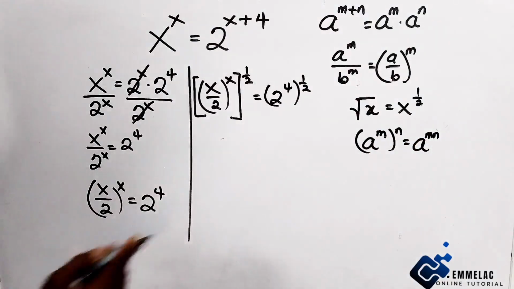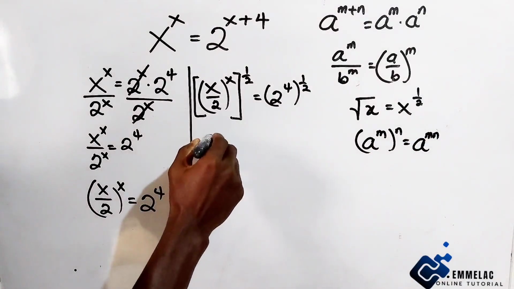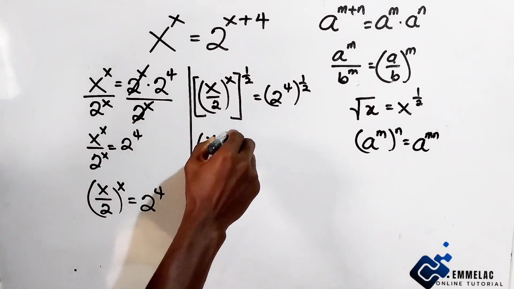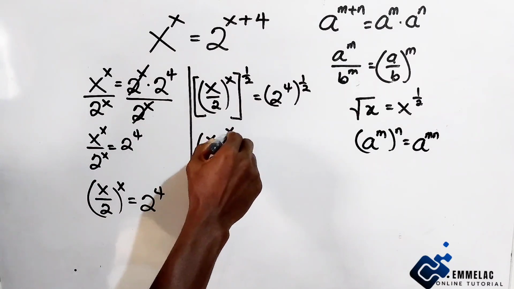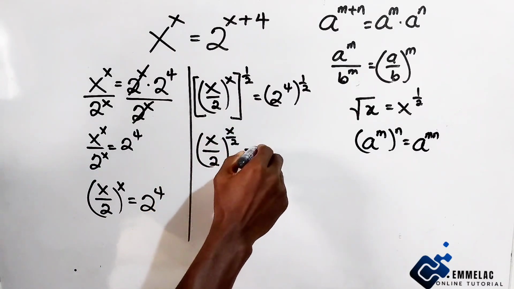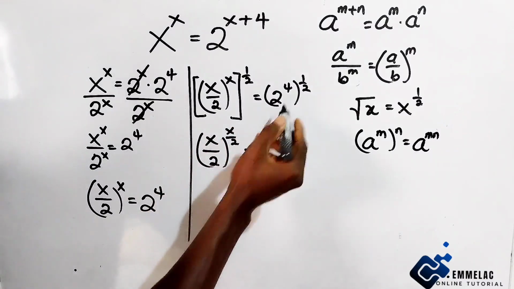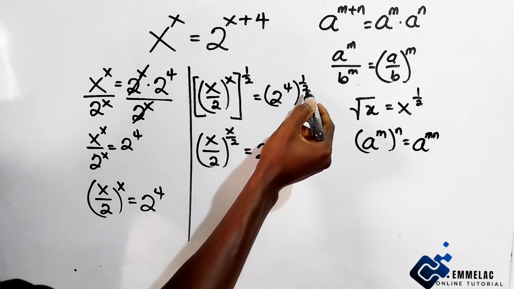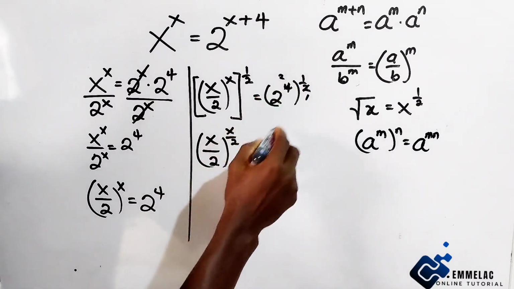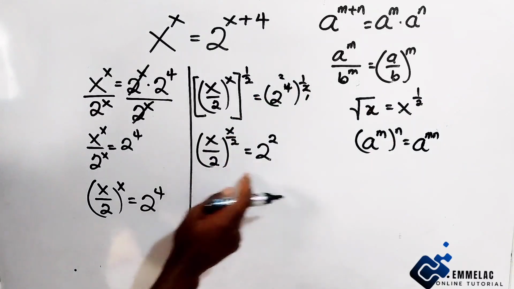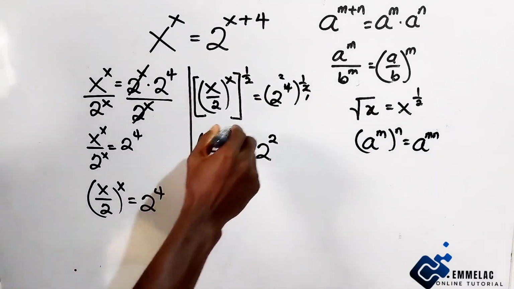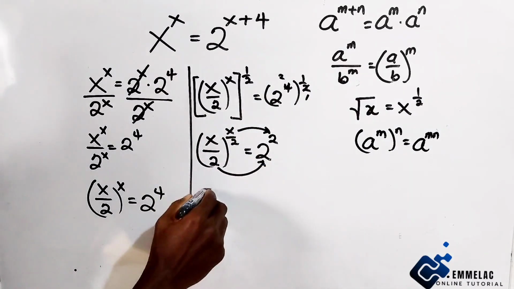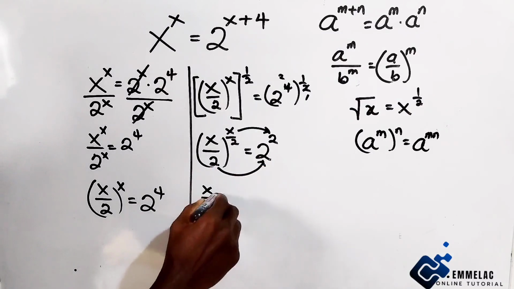Okay, now applying that law here, we have x over 2 raised to the power of x over 2, which gives us 2. Now if we multiply this, you can see that 4 divided by 2 gives 2, so the left hand side and the right hand side reconcile together. So here we can now say x over 2 raised to the power of x over 2 equals 2.